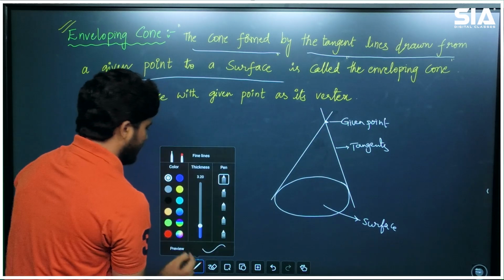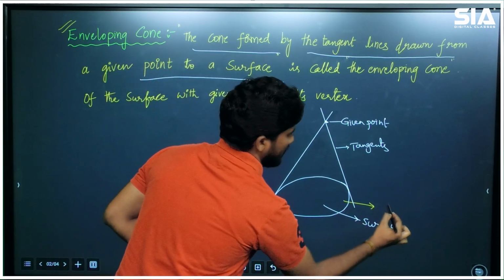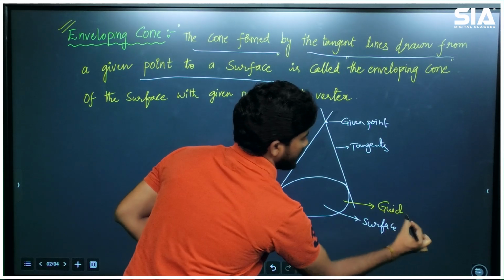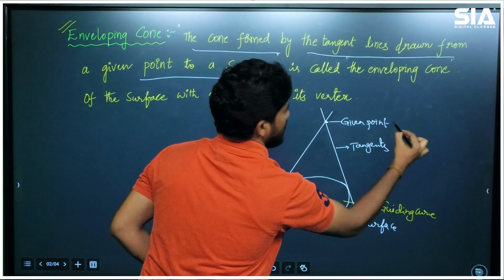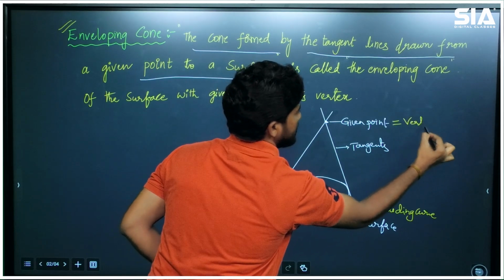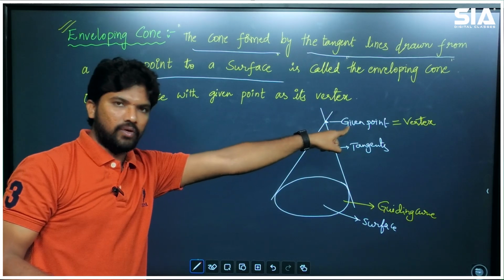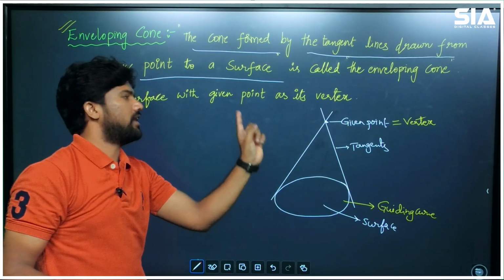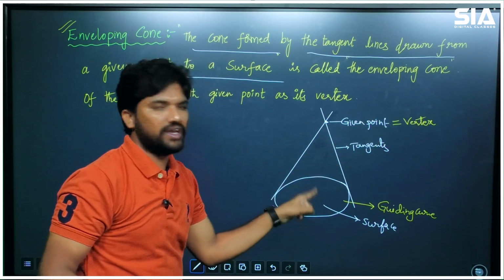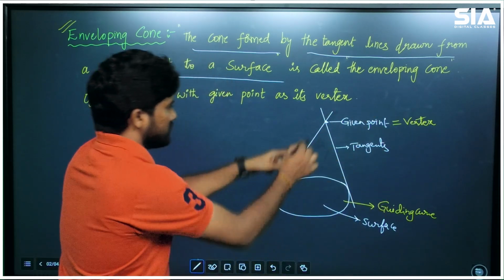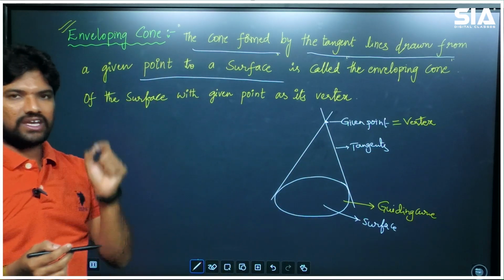Now initially this is a surface, and after that we can call this the guiding curve. Okay, and the given point is called the vertex of the cone. Before drawing the tangents it is called the given point, and after drawing the tangents it is called the vertex of the cone to the surface or guiding curve. So this total cone is called the enveloping cone of the given surface.